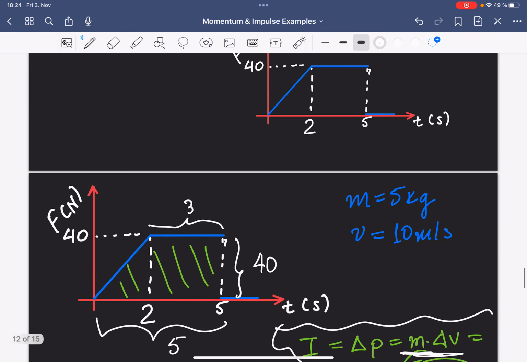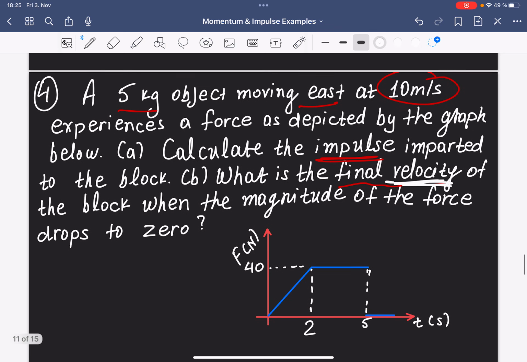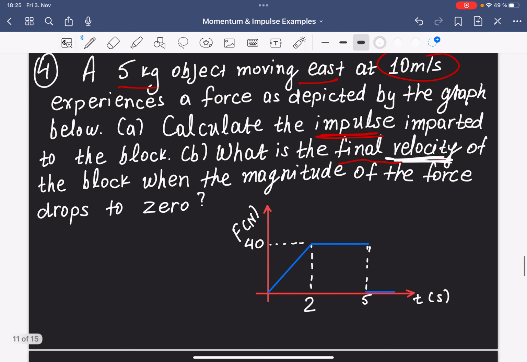So this was a nice exercise where we only get information from the graph basically, and it reminds us of the motion graph discussion that we had a few videos ago.